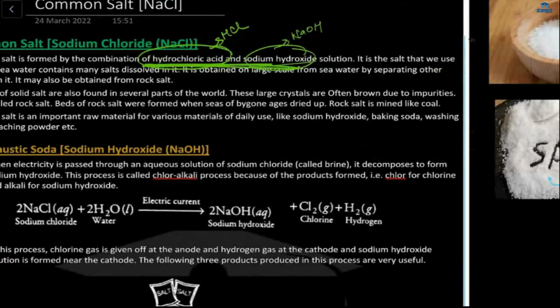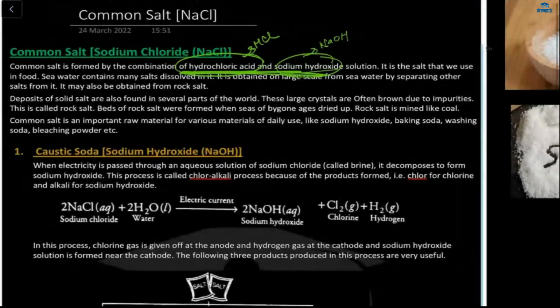it is the salt that we use in food. Common salt is NaCl. Common salt we all use in our foods. Seawater contains many salts dissolved in it. It is obtained on large scale from seawater by separating other salts from it. It may also be obtained from rock salts. So NaCl is obtained from the seawater, also from rock salts.